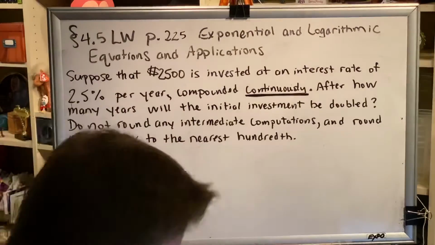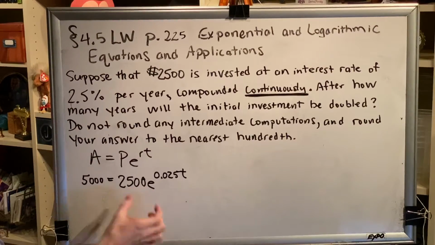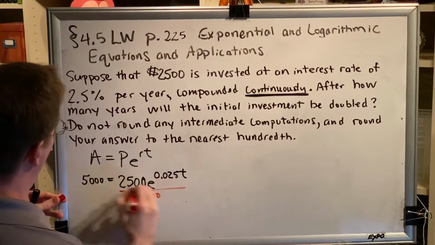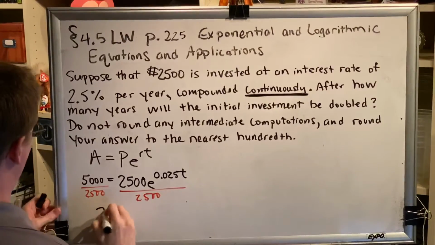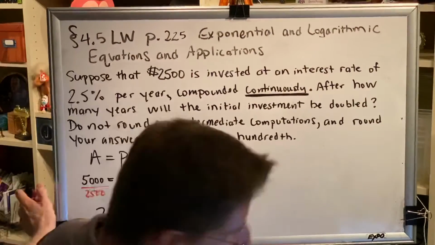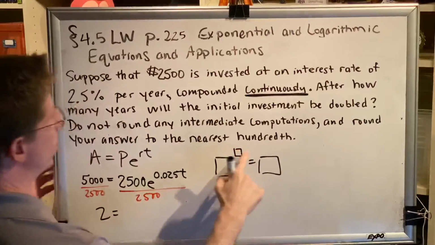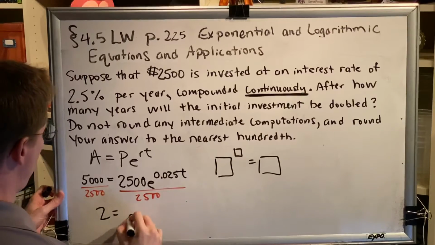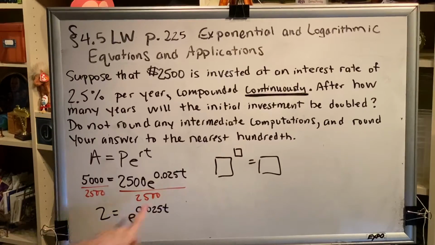Let's begin. All right, the base of my exponential expression is e, which means this 2,500 is extra and I need to get rid of it. So I'm going to divide both sides by 2,500. This is an exponential equation of type 2. So I need to get this into the form base raised to exponent equals something, and then take the logarithm of both sides. So I have 2 equals e to the 0.025t. Okay, so that matches this form.